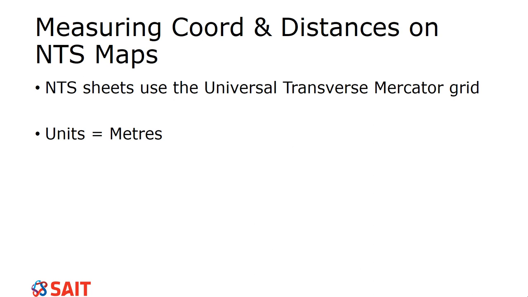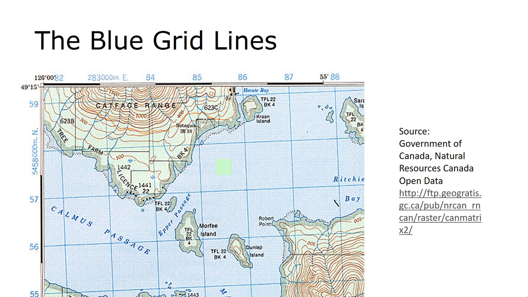in more detail in the next module. I think it's in module 7. So don't get too hung up on what a universal transverse Mercator grid is. All you really care about right now is that there are units and that the units are in meters. So the UTM, which stands for Universal Transverse Mercator, is a type of mapping grid, and it uses meters as its unit.